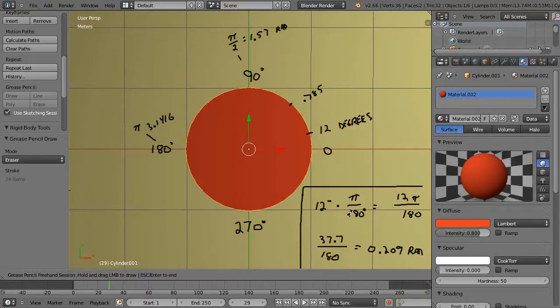So there you go. Just multiply when you go from degrees to radians, multiply by pi over 180. And if you want to go the other direction, just do it the other way around. Multiply by 180 over pi.